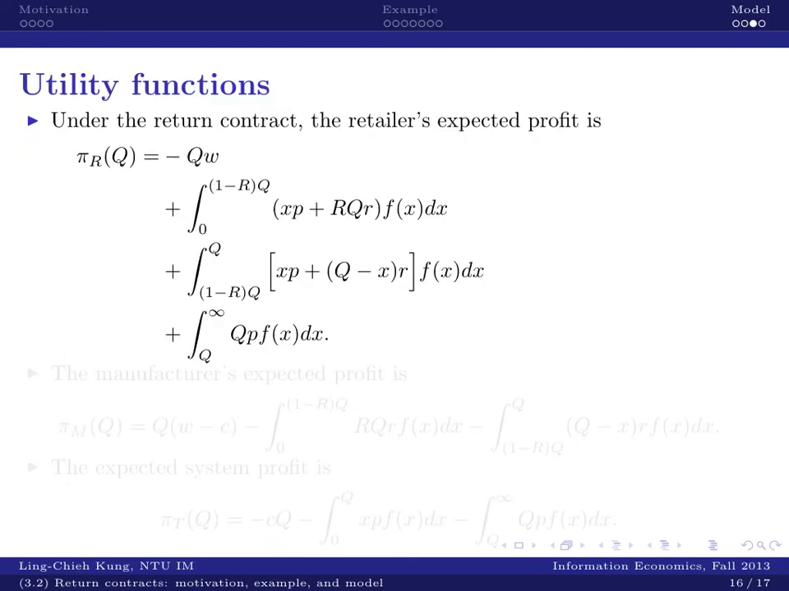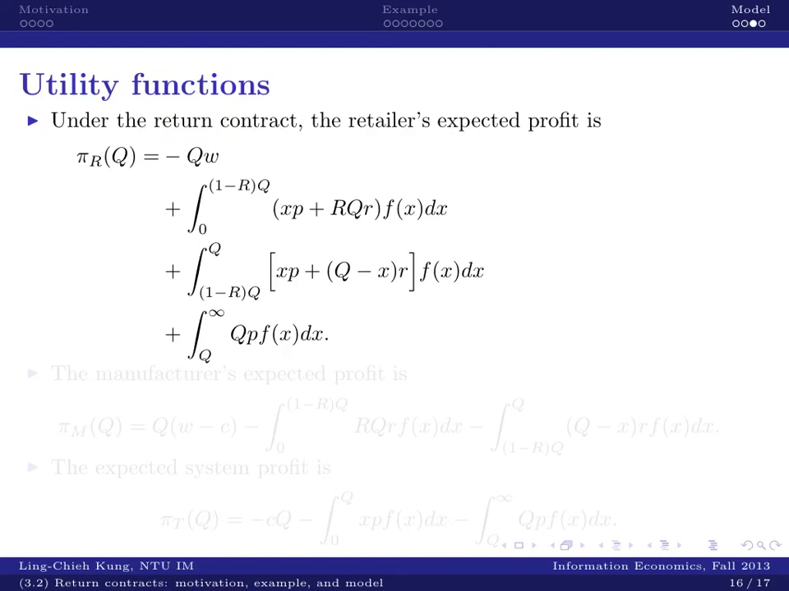Okay, so now let's read what's really difficult. This is the retailer's utility function, the retailer's expected profit. Here we have 4 terms. The first term is nothing but the certain payments paid to the manufacturer. Okay, so that's one thing. And then there are 3 different terms. Let's look at them one by one.